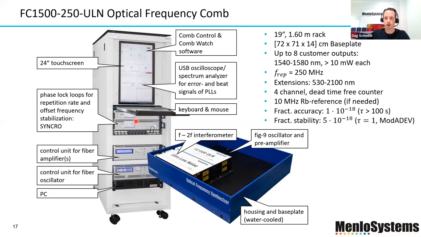So in total, this is a 19-inch, 1.60 meter rack, 70 times 70 times 14 is the base plate. And for this core system here, you would get up to 8 custom output ports in this wavelength range here in the infrared, 10 milliwatts each. The repetition rate of these systems is usually 250 megahertz. And we can offer wavelength extensions from 530 nanometers to 2.1 micrometers. 4-channel dead-time-free counters are also included. And if you need it, also 10 megahertz reference. And the fractional accuracies and stabilities we can reach here within a short amount of time are on the 10 to the minus 18 level. I will explain in detail next week how we do these measurements. These are done in an out-of-loop direct comb comparison.